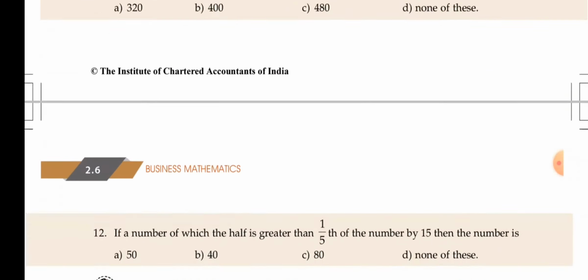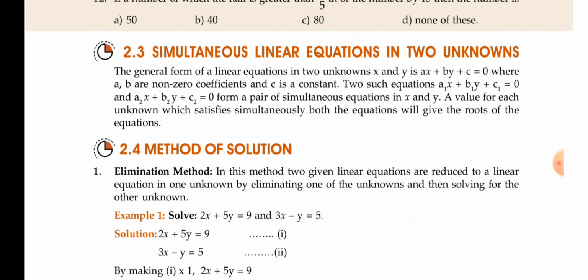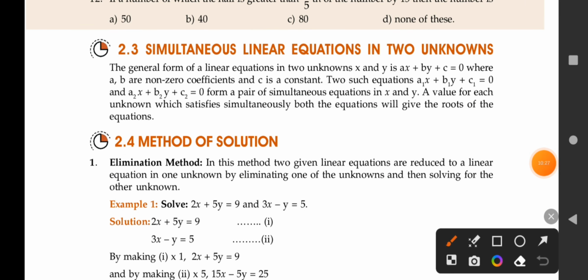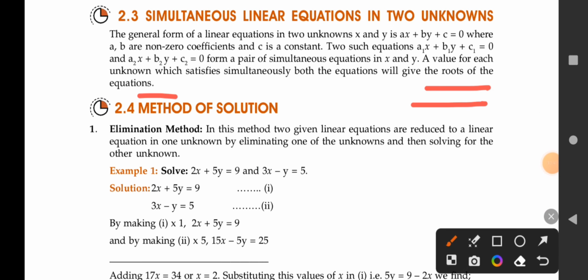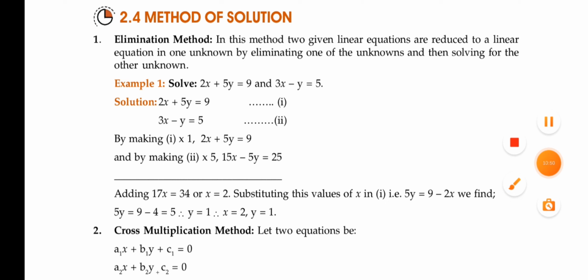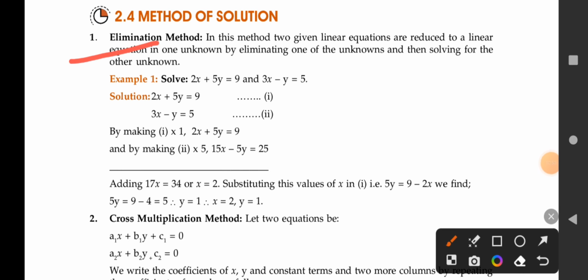Let's move on to the revision of simultaneous linear equations in two unknowns. What do you mean? So a linear equation in two unknowns is written like this: ax plus by plus c is equal to 0. So if you write two such equations, you will get two linear simultaneous equations where the same value will satisfy both the equations, and you will have to find out the roots of such equations. So method of solution, we have seen the elimination method by eliminating one of the variables. Let's see with example 1.